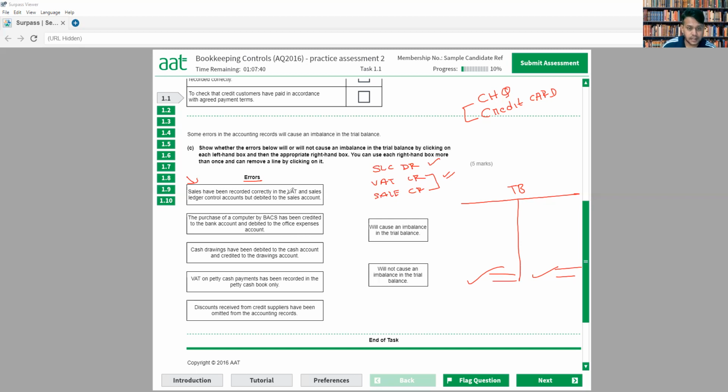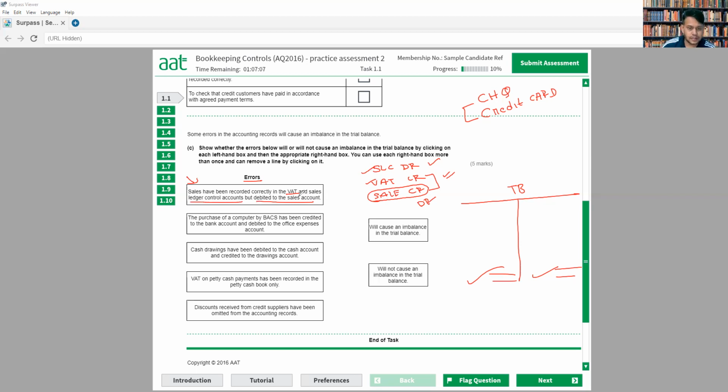So VAT, this one is correct. Sales ledger control account is correct, but they made it debited to the sales account. Now sales is supposed to be credit, but by mistake, if I make it debit, what will happen? My debit will be really high, so my debit side will be higher and the credit side will be lower. So debit and credit will not match. If debit and credit don't match, a suspense account will be created.